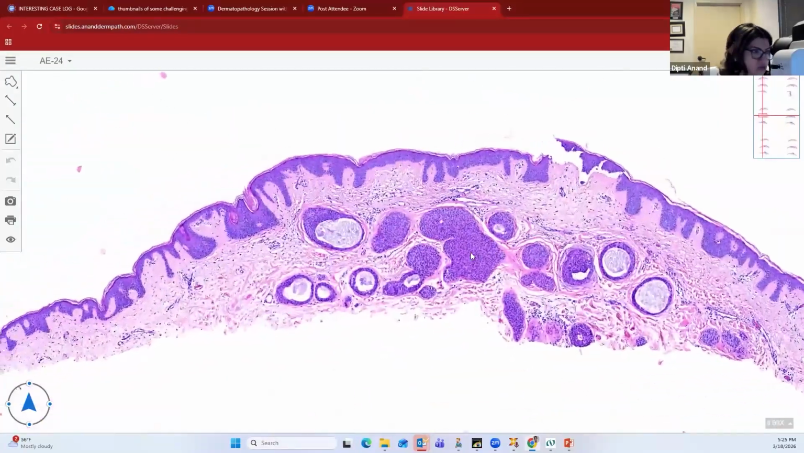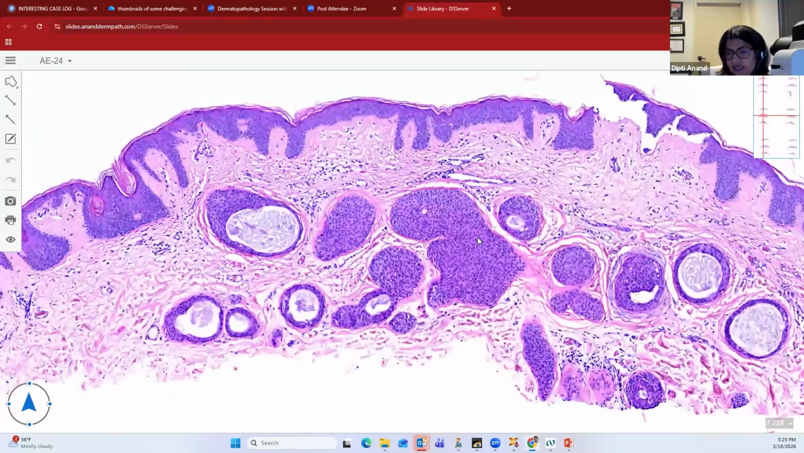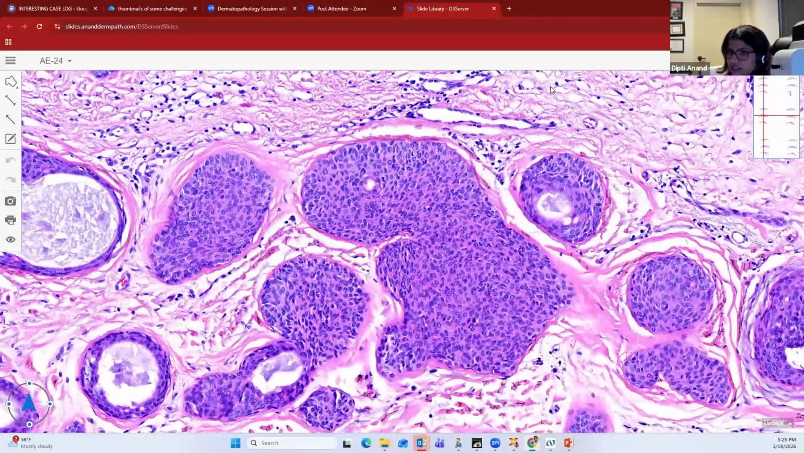Again, it is a very classic looking tumor. If you look at it once, you will always remember it. The tumor doesn't have a connection with the epidermis. You can see the ducts, and the ducts are lined by the monotonous poroid cells. So that's your dermal duct tumor.